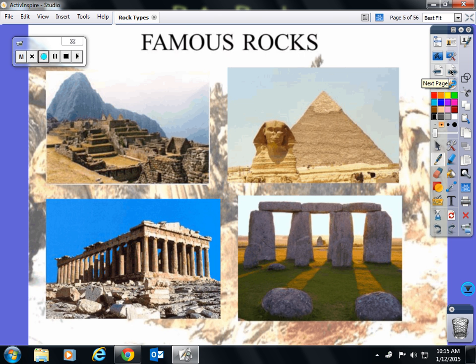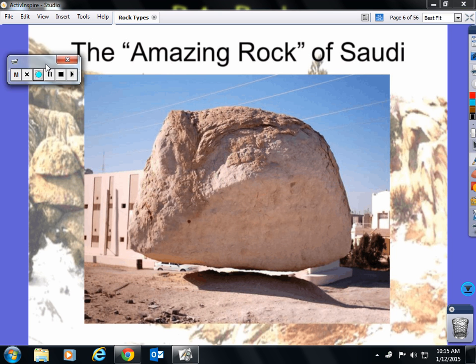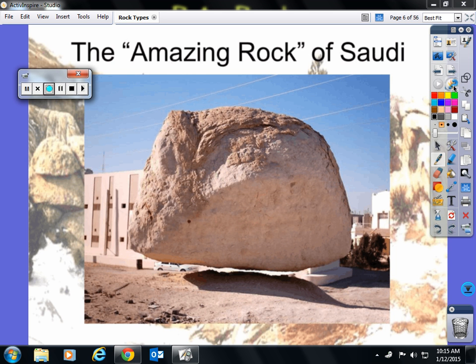Okay, here are some pictures of some famous rocks. This is the amazing rock of Saudi. See if, when you come in, you can let me know why it appears to be floating. What do you think is going on?